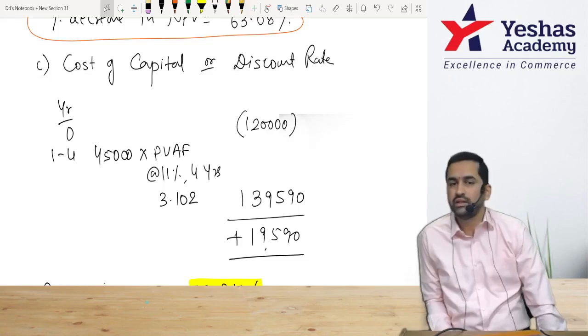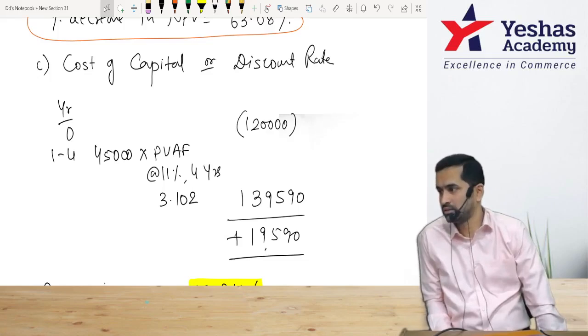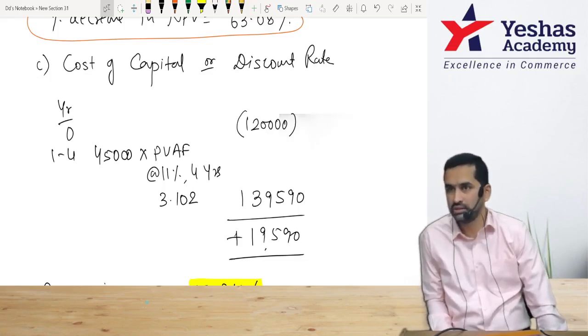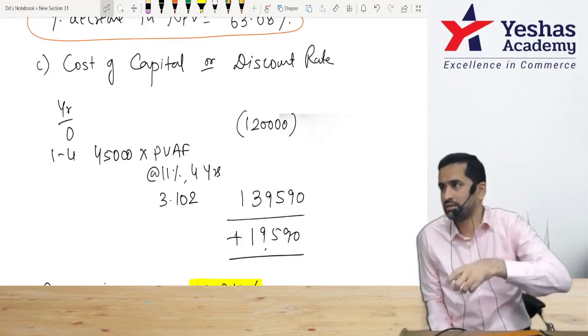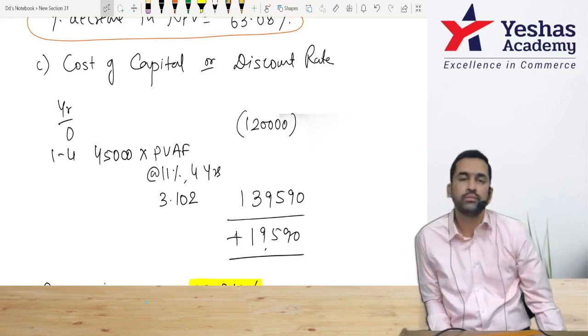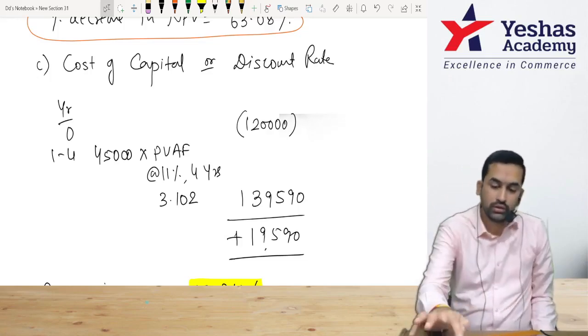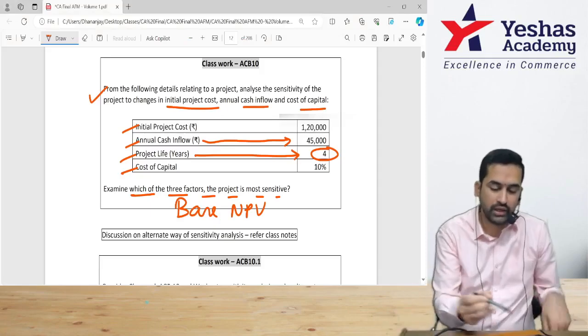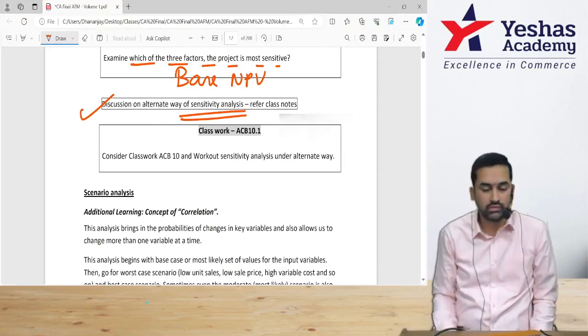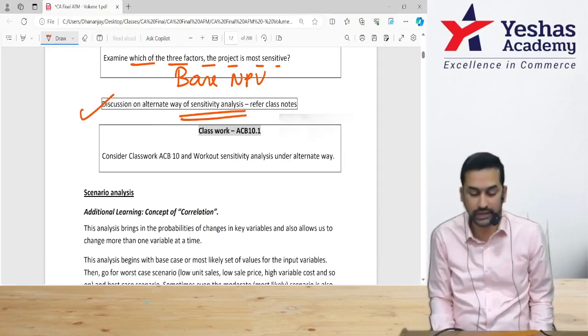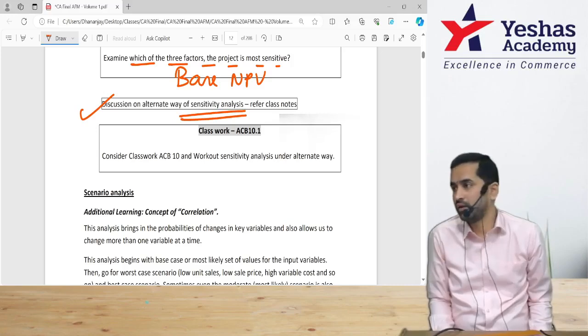If I take 20% and try, my conclusion will still remain the same. Answers may change, correct? Percentages will change. But since I am going to apply the same 20% for all three calculations, the final effect is the same, correct? Now in the textbook, you have an alternate way of doing sensitivity analysis. Refer to class notes in your notebook, write down the heading: Alternate way of sensitivity analysis.